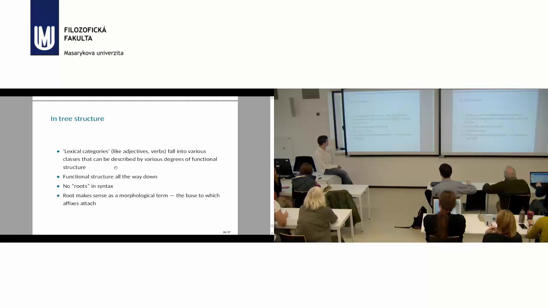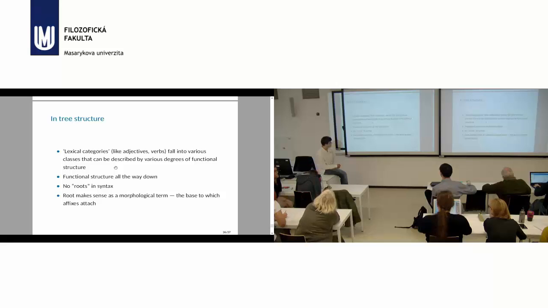Okay, but the point really is that lexical categories, and I looked briefly at adjectives and verbs, fall into various classes that can be described by various degrees of functional structure. And that seems to indicate that what we have here is functional structure all the way down. Okay? There is no property that a root can express and an affix can't. So there are no roots in this a-categorial sense in syntax. There is no sense in which an adjective like happy is a-categorial. Okay? It's an adjective that has a scale associated to a property.